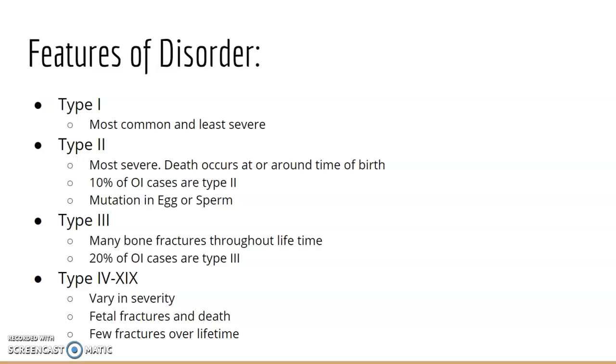Type 3 is many bone fractures throughout the lifetime. 20% of people who have OI are type 3. And then type 4 through type 19 vary in severity, from fetal fractures and fetal death to just having a few fractures and being able to function as normally, but with a few adaptations or needing help, but not as severe as fetal death.